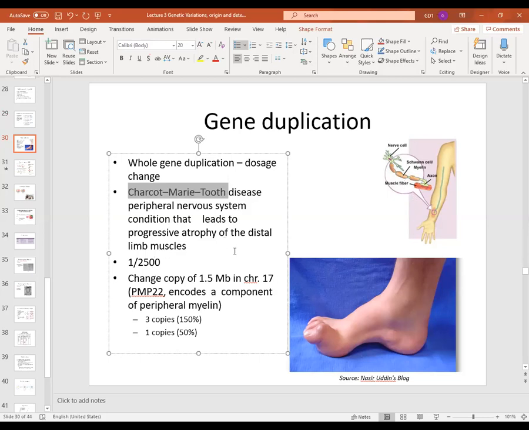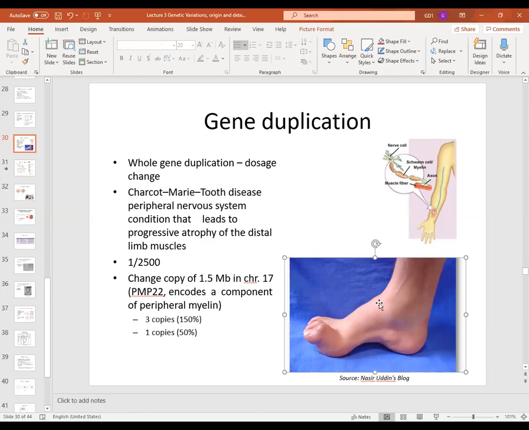On chromosome 17, there is the gene PMP22. If they have 3 copies, the amount of protein will be 150%. With 1 copy, there is a 50% decrease. So both cases are not good. This is why the phenotype shows a disease form like this.